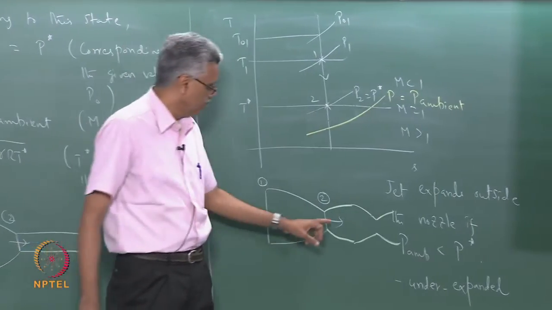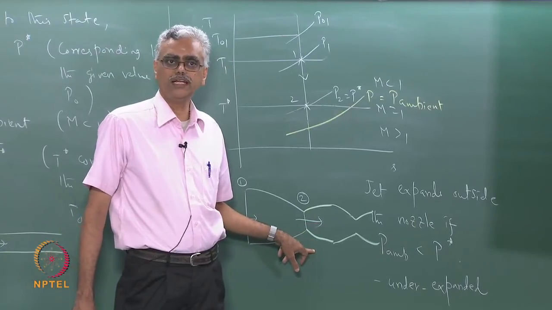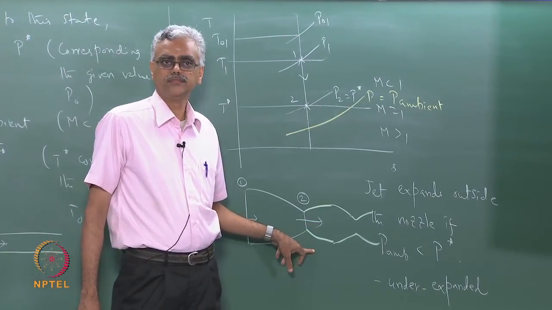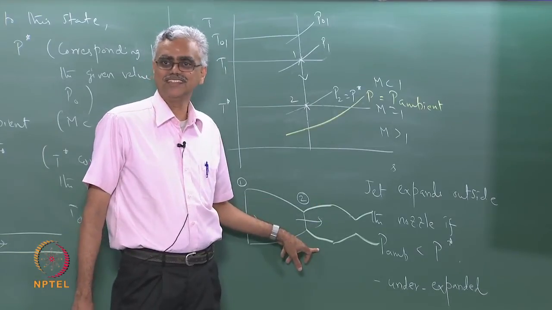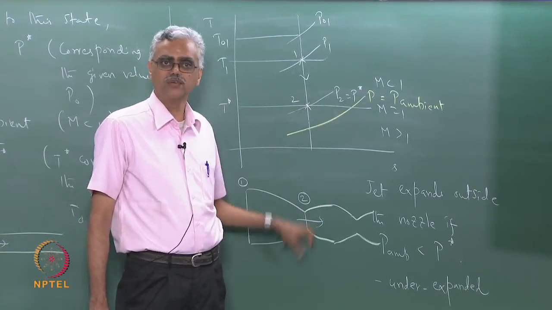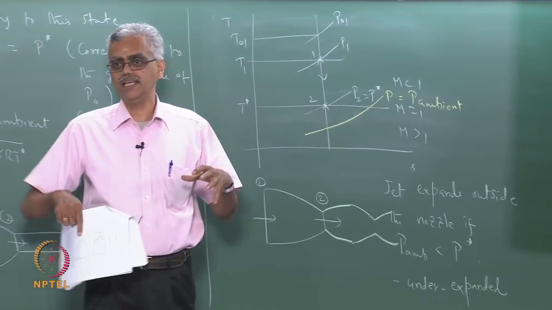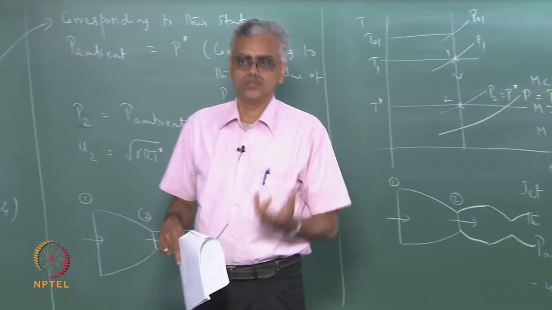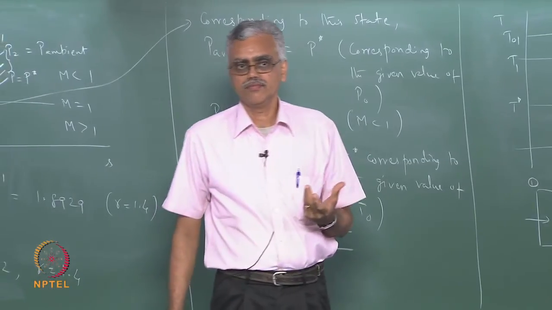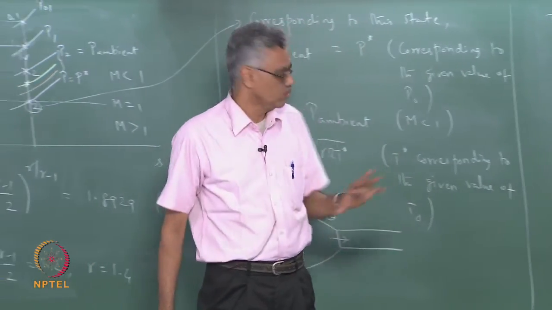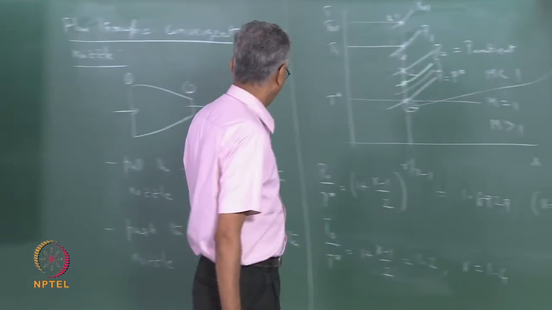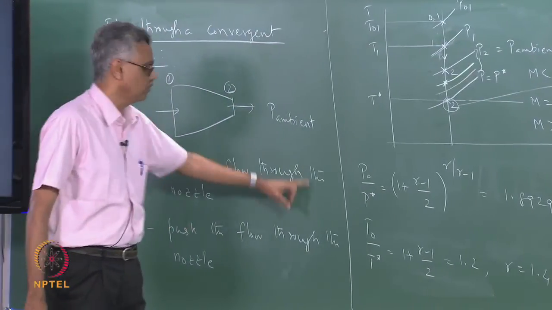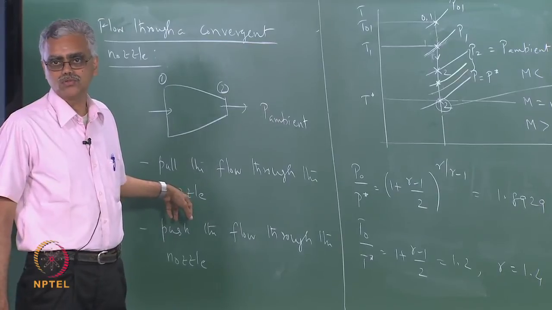So how will I make this thrust useful? What can I do? By putting a divergent section here, that is what we will talk about next. If I put a divergent section here, then the fluid can expand against that and produce useful thrust. So this is the sequence of events when we actually pull the flow through the nozzle.